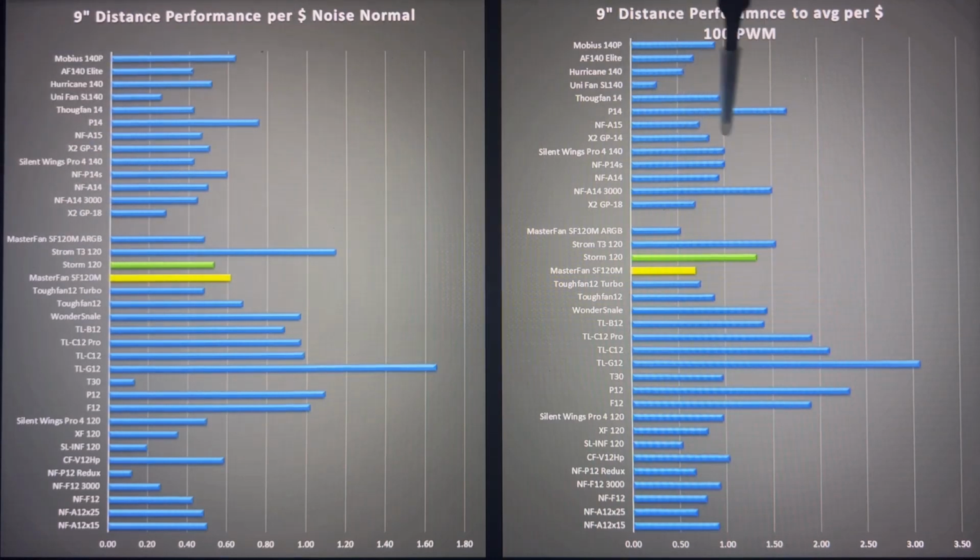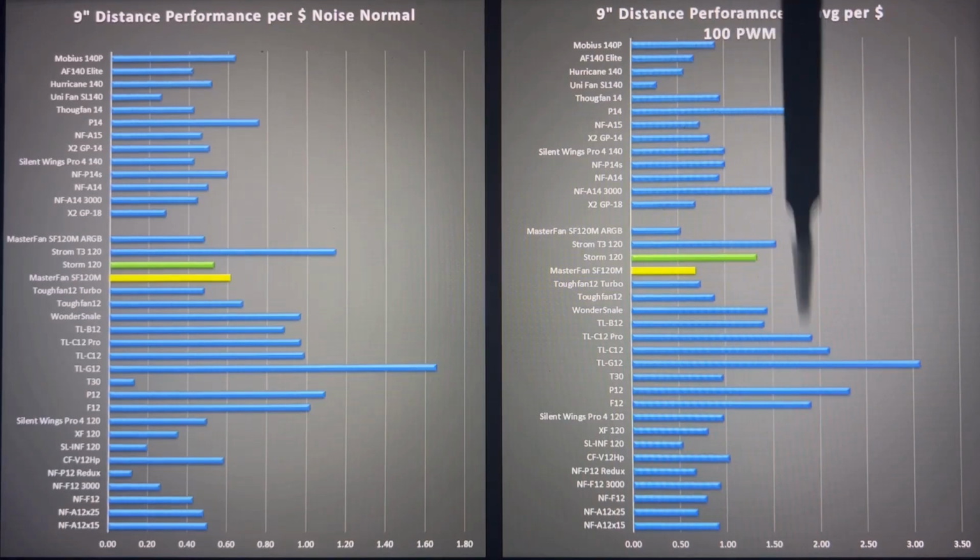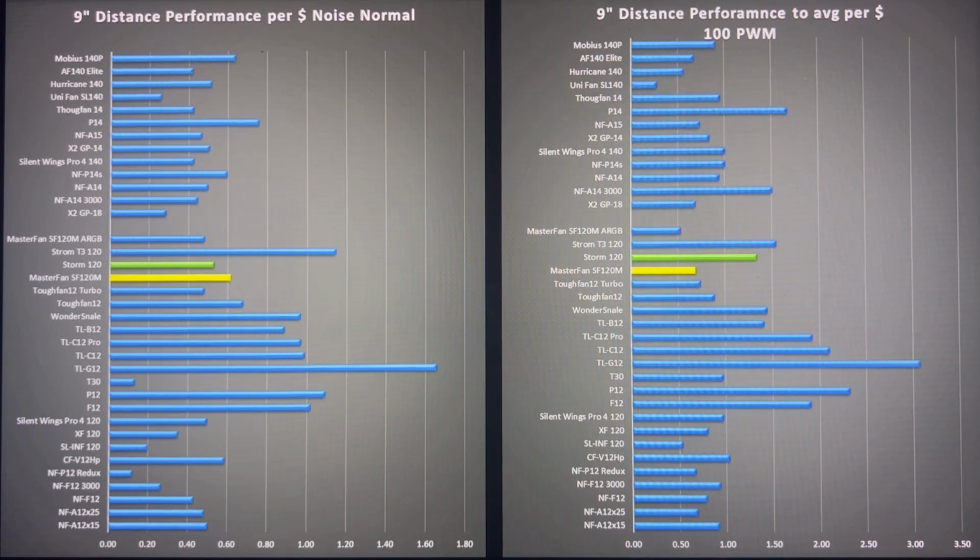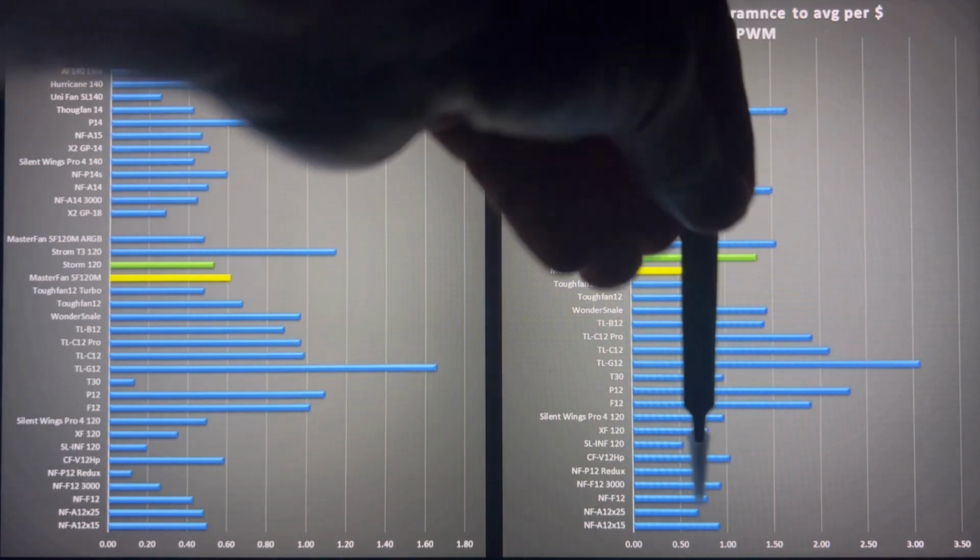Moving on to 100% fan speed, the Storms kind of claw their way back up to be slightly above average, while the Masterfan has kind of dropped back in position. But it's still not a bad result, it's just more middle of the road.